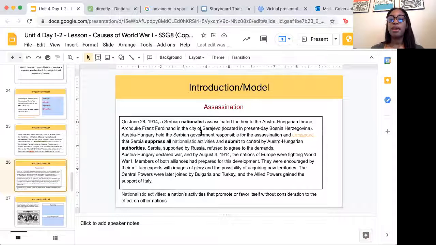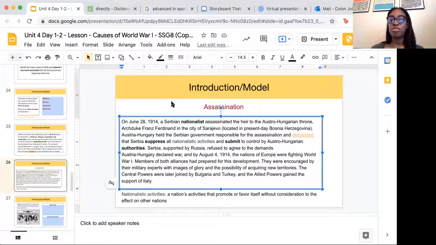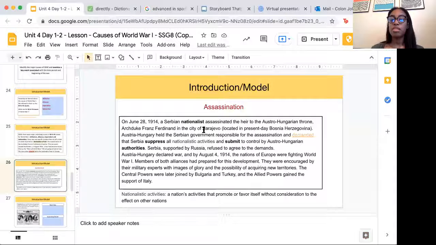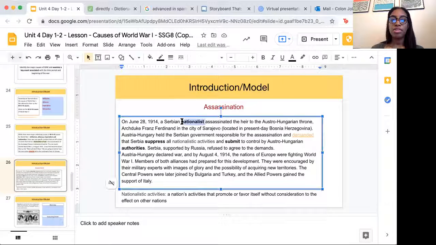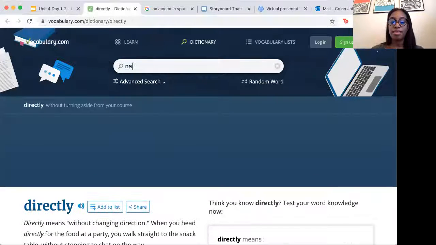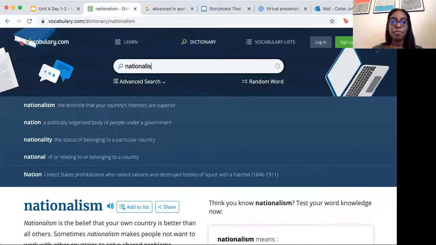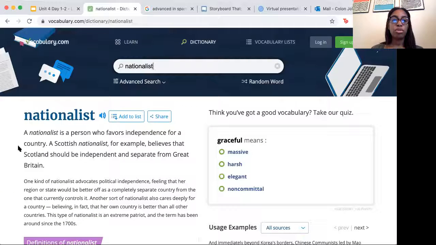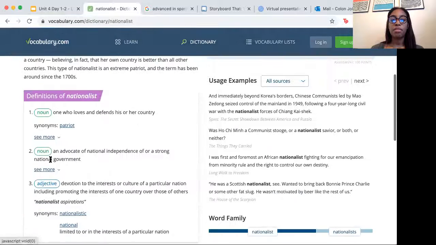Then you're going to read about the assassination of Archduke Franz Ferdinand. So here are some words that you might have difficulty with. First of all, nationalist. What is a nationalist? You can use vocabulary.com. Type it right in. So a nationalist is a person who favors independence for a country. Someone who loves or defends their country, that's a nationalist.